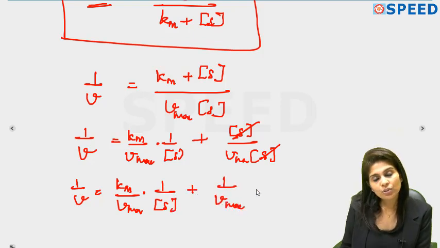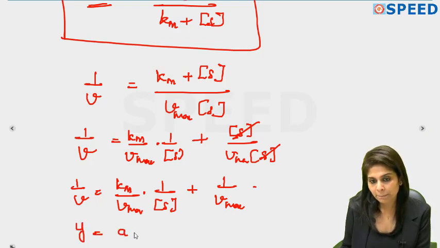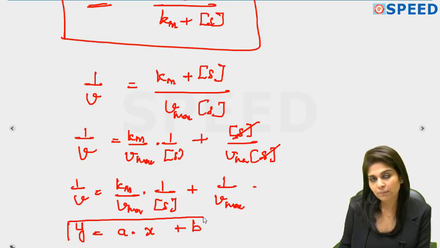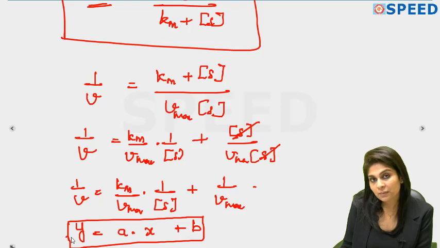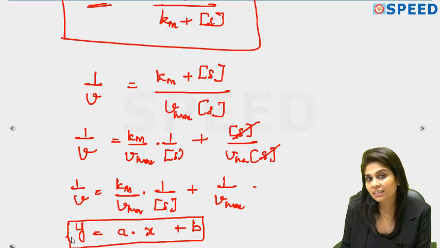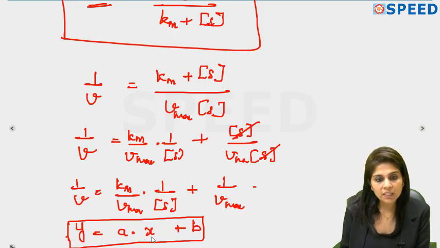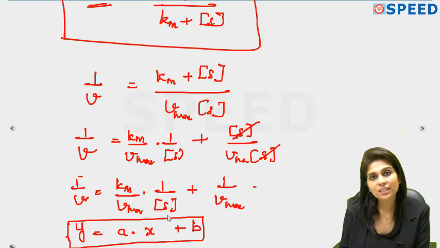Okay. And don't you think this is in the form of y is equal to ax plus b? Yeah, this is in the form of y is equal to ax plus b. What is y is equal to ax plus b? It is the equation of a straight line. This means if you draw a graph with 1 by V along y-axis and 1 by S along x-axis, you will get a straight line.